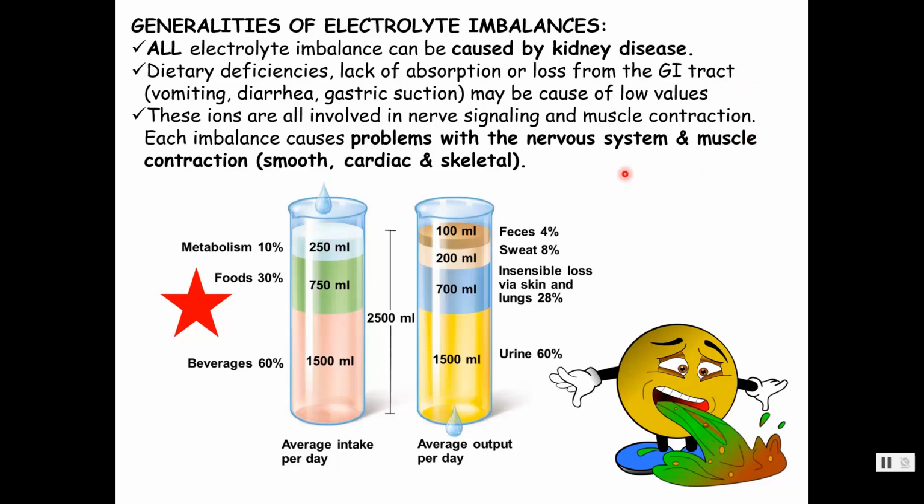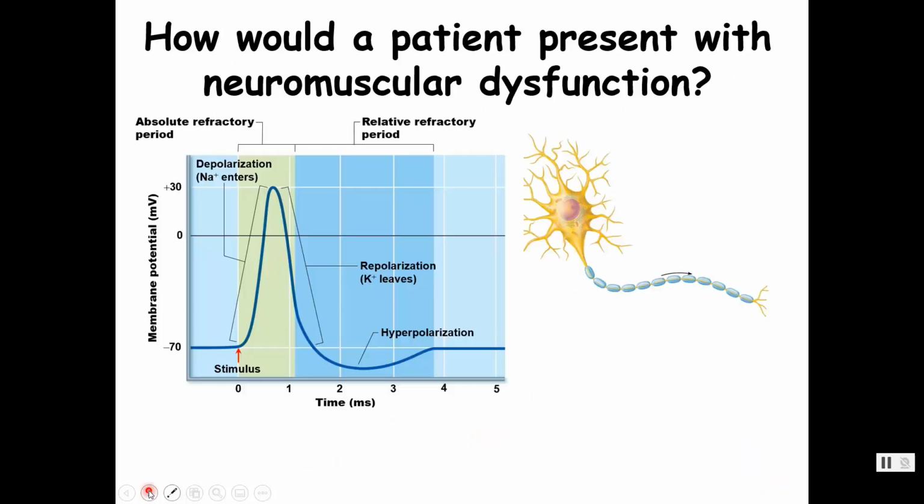Since these ions are all involved in nerve signaling and muscle contraction, when we go through these imbalances, whether they're high or they're low, what you're going to see is all of them can cause problems with the nervous system, so thought processes, and all of them can cause problems with muscle contraction. And so we're just going to make some generalizations. This is the part I think we can realistically get to this level of understanding. So let's think about it.